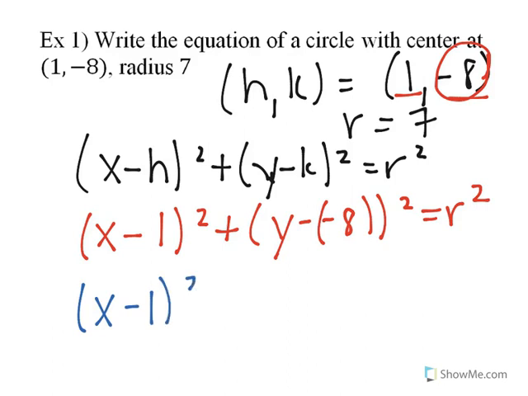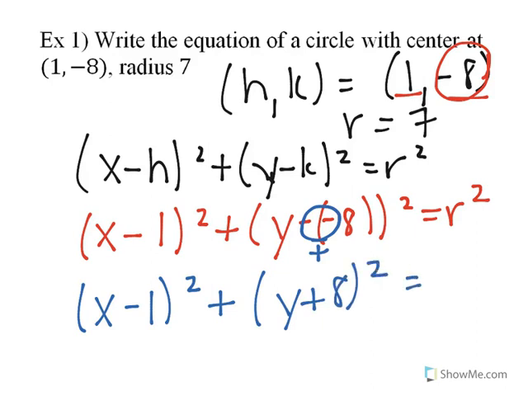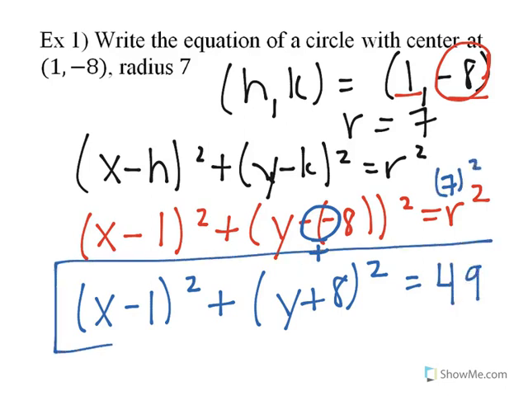So in my next step, I'm going to clean things up and plug in my radius. (x - 1) squared you leave. You're not foiling anything, you just leave it. Plus, a negative negative becomes a positive, so we'll have in parentheses (y + 8) squared. Don't forget the squares on the outside. Equals, our radius is 7, so 7 squared, which is 49.